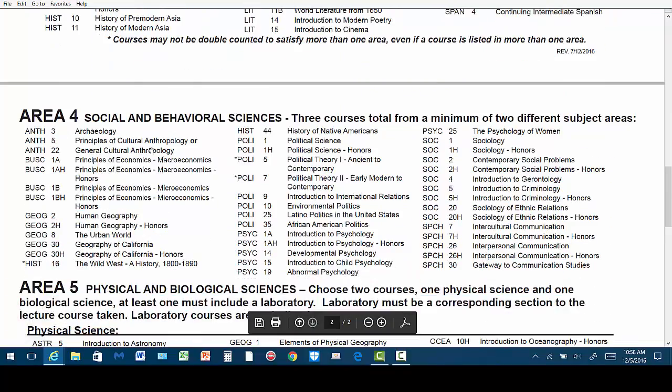Moving on to Area 4, 3 classes according to instructions, but chosen from 2 different subject areas, which means one cannot choose all sociology classes. They have to be selected as follows. Maybe if one chooses Sociology 1 and Sociology 2, then that class has to be from a different subject like psychology. Or one could choose psychology, history, and geography. That's okay. There are 3 different classes from 2 different subject areas.